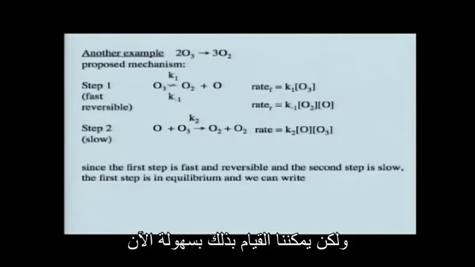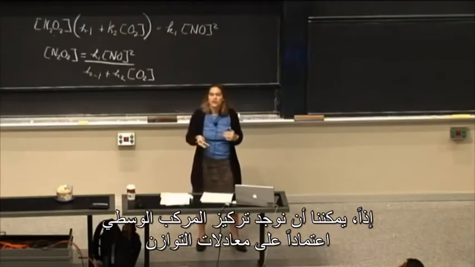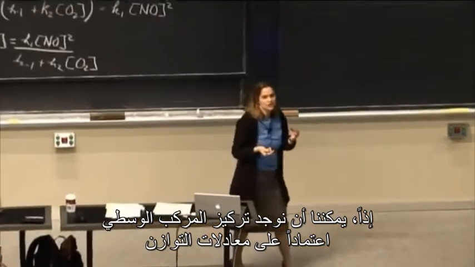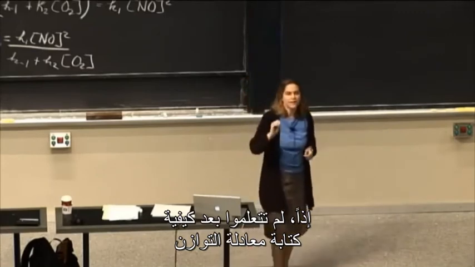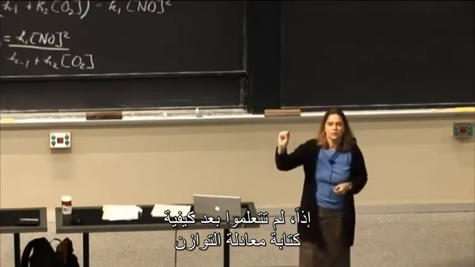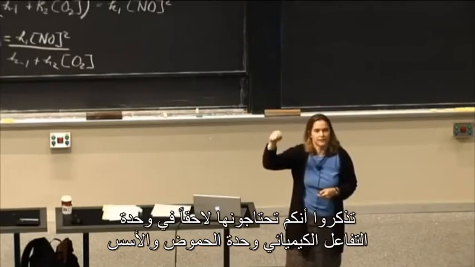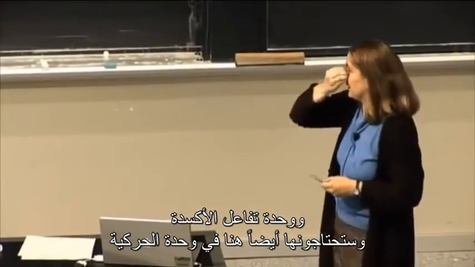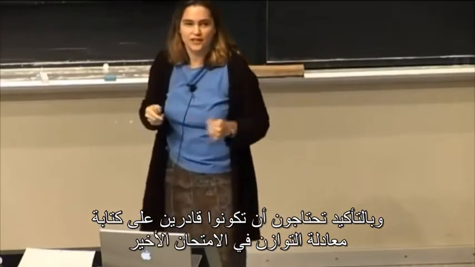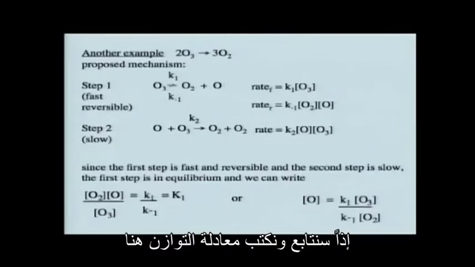But now we can do that more simply because we've set this up so that we have a fast reversible step followed by a slow step. So we can solve for the concentration of that intermediate in terms of equilibrium expressions. If you haven't learned how to write an equilibrium expression yet, remember you need it for the unit on chemical equilibrium, the unit of acid-base, the unit of oxidation reduction, and here you need it again in kinetics, so definitely want to be able to write those for the final. So we can go ahead and write those.